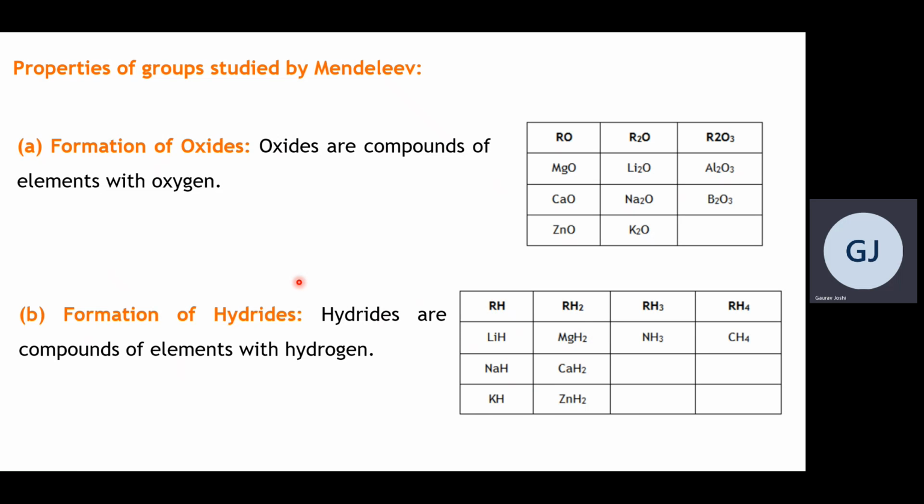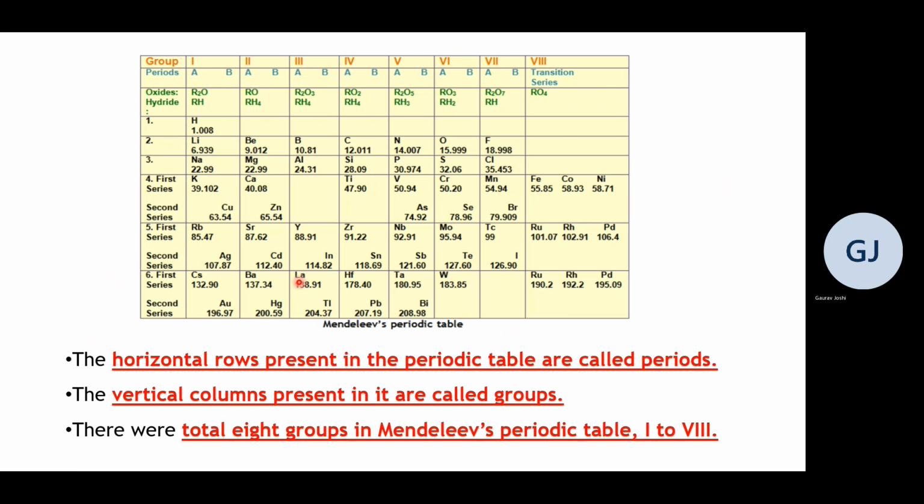So on this property, whether the element has the ability to form oxides, he classified them as similar atoms, right? For example, if the atoms form oxides, he classified them in a single group. If the elements form hydrides, he classified them in the second group, right? So this was the basis of his classification, right?